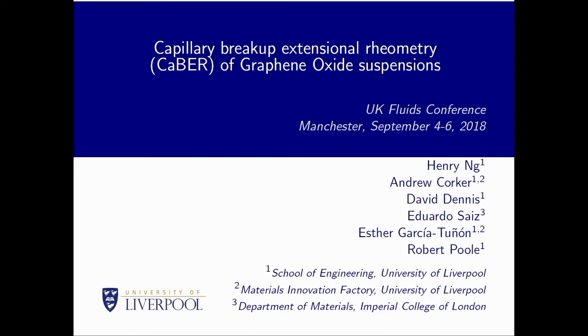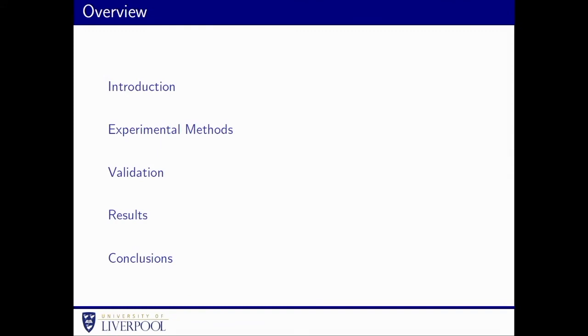I'll be talking about capillary breakup extensional rheometry measurements in graphene oxide suspensions. So a brief overview: a quick introduction about what graphene oxide is, and then what the CaBER technique is about, a quick run through experimental methods, a validation on a Newtonian test case, and then some results from low concentration graphene oxide colloids or solutions, and then conclusions and outlook.